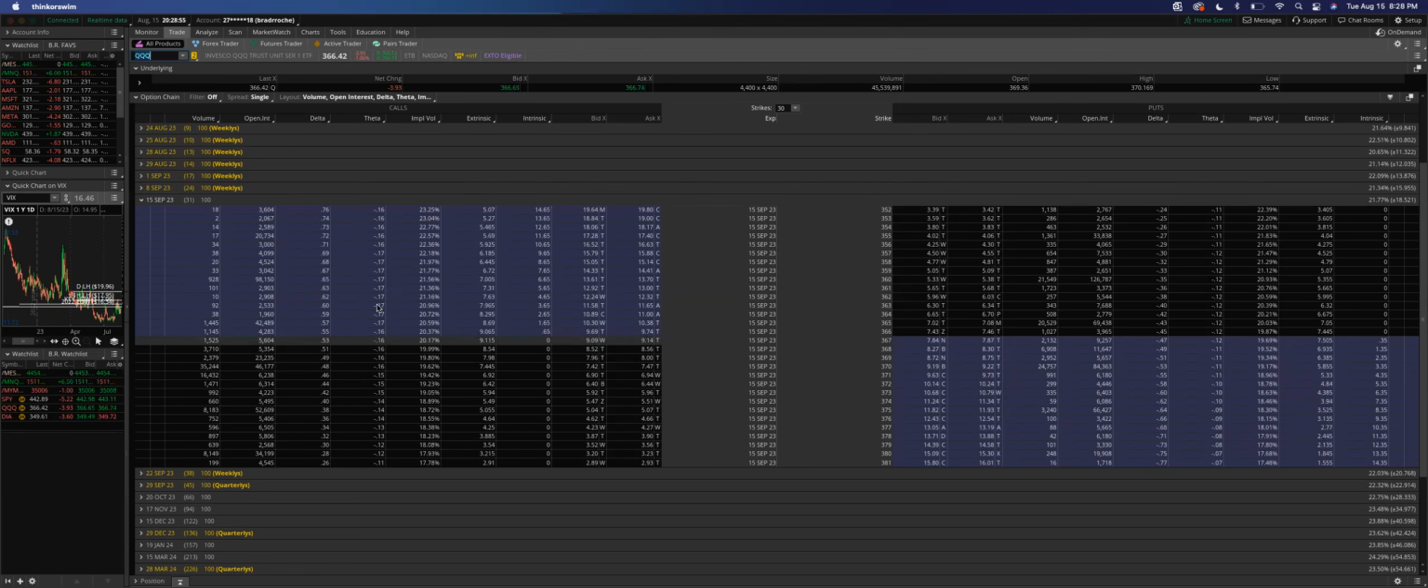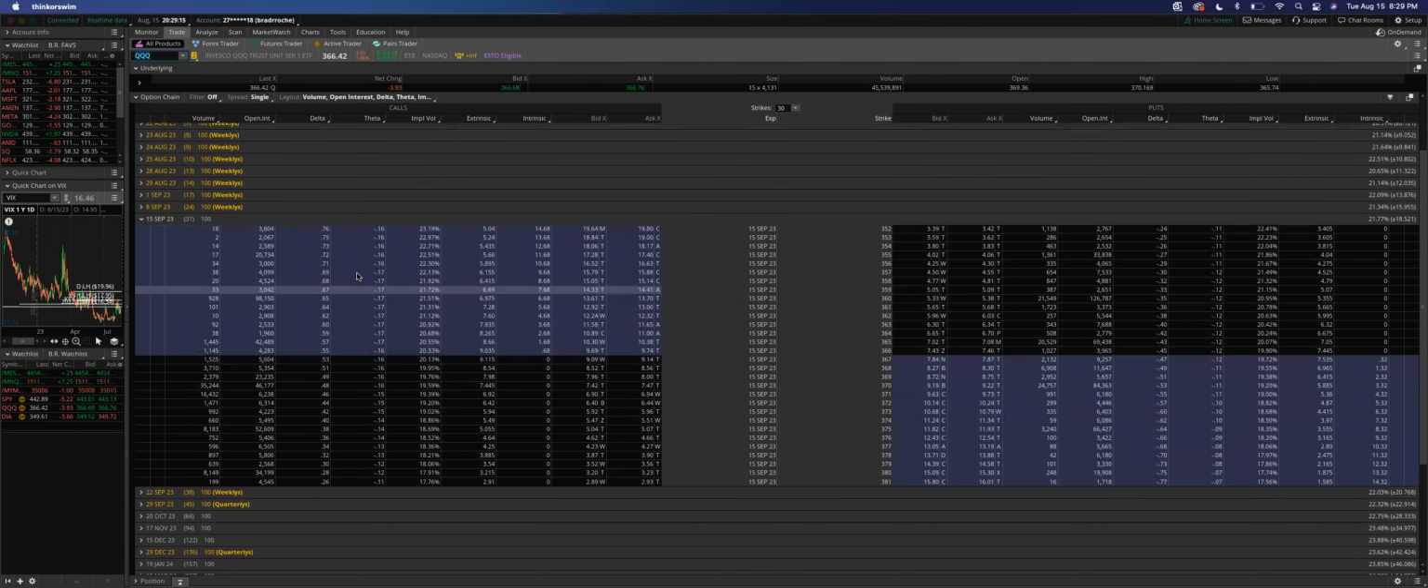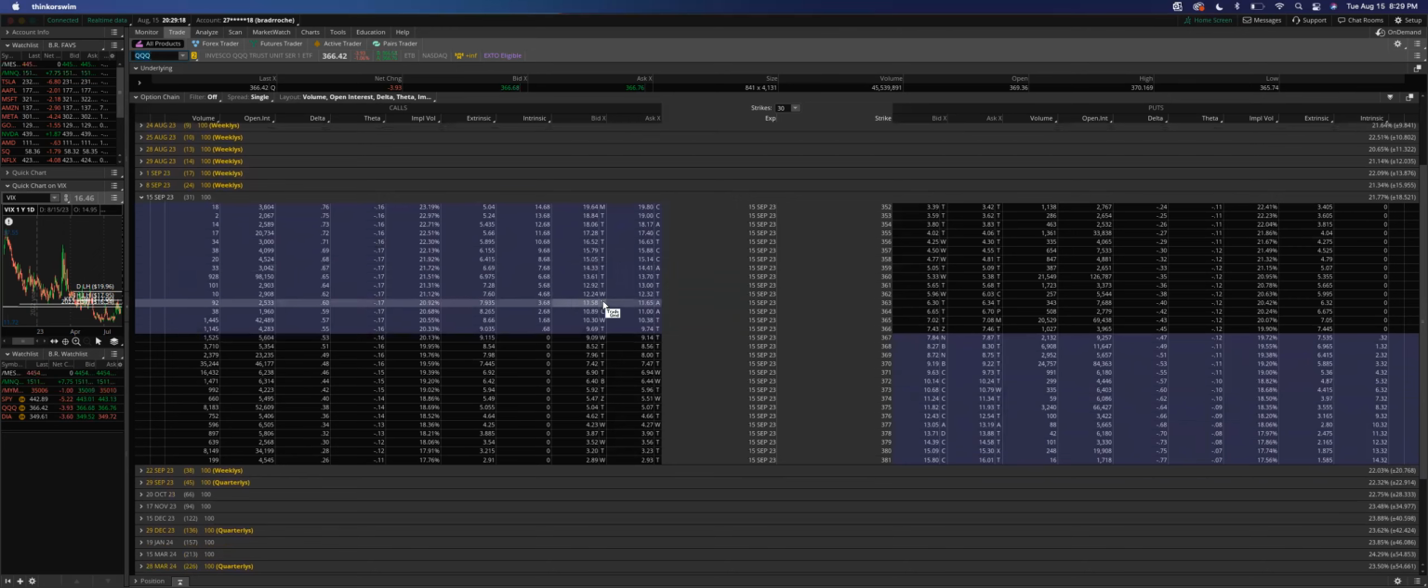Now you can see the value stays pretty similar as we go up, but look at how much more these contracts are worth. So you're losing the same value on a $900 options contract versus a $2,000 contract. You're losing the same amount of money. Think about that for a minute.